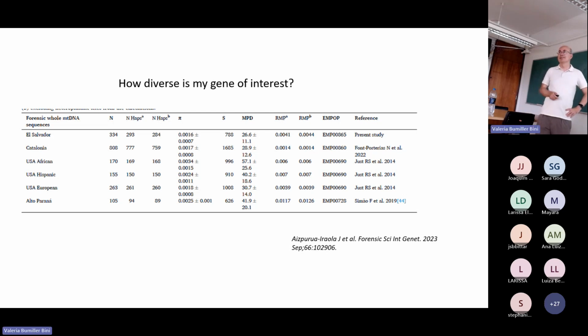Funny thing, here we have haplotype diversity by another name, because we'll see in the forensic part that haplotype diversity in mitochondrial DNA is the random match probability. Sorry, it's 1 minus the random match probability. The random match probability is the probability that two individuals match at random. So it's 1 minus the probability that they are different, and the probability that they are different is haplotype diversity.